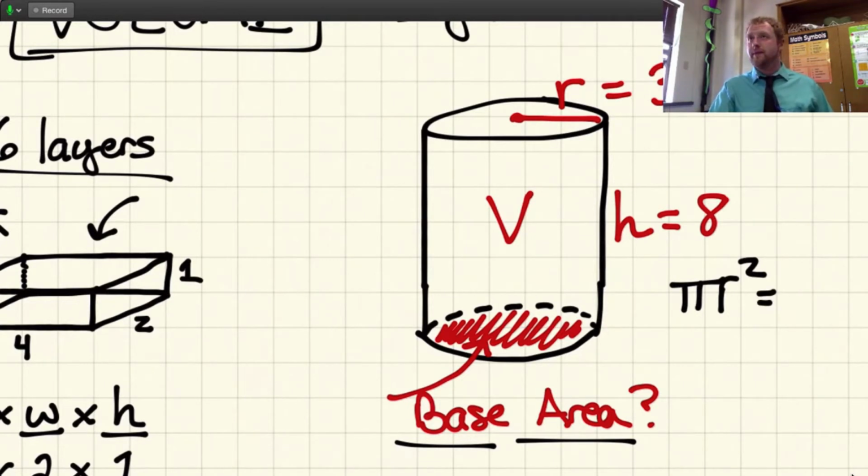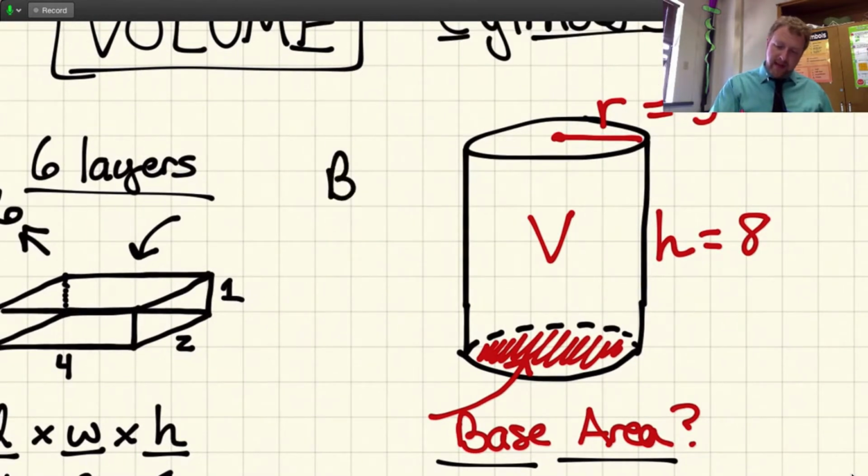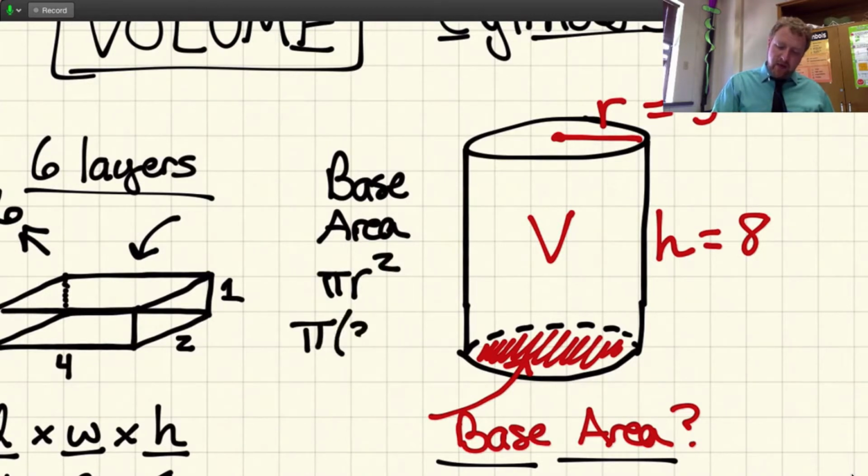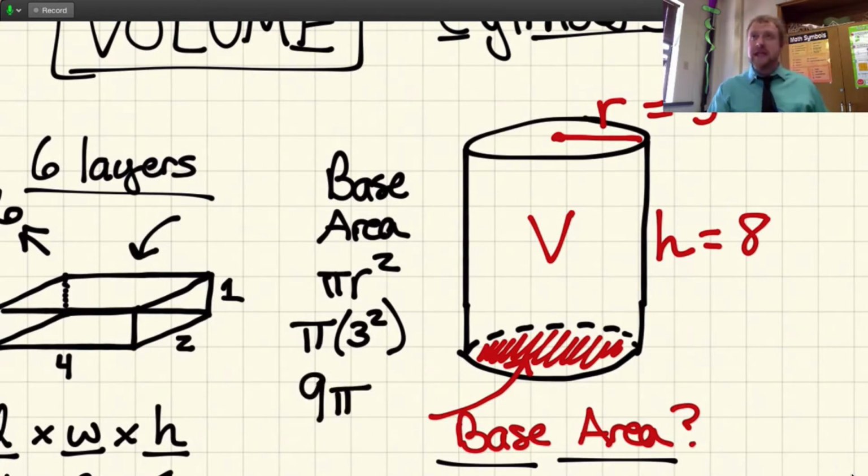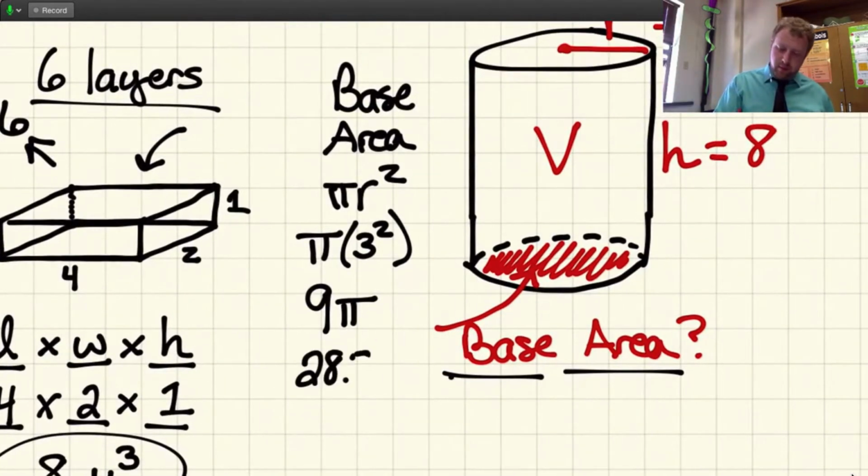Caitlin, where are you at? Caitlin, what's the radius? It's 3. Okay, so I'm going to actually move this. The base area is pi r squared. Caitlin's right. It's going to be pi times 3 squared. Isabella, what's 3 squared? 9. Okay, so this is going to be 9 pi. We could leave it like that, like we learned yesterday, or 28.26. Or it's 28, let's say 0.3.